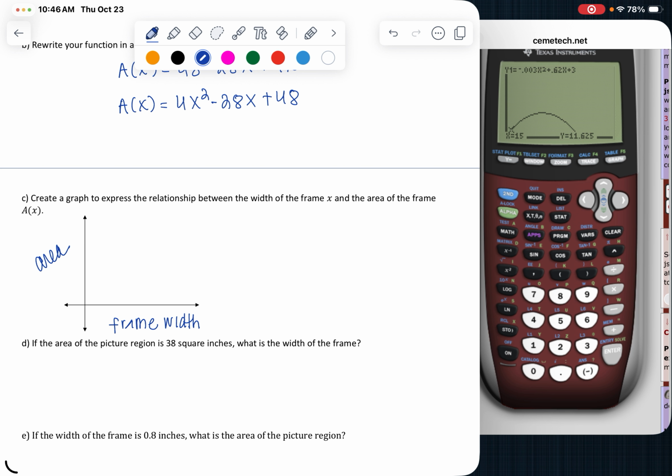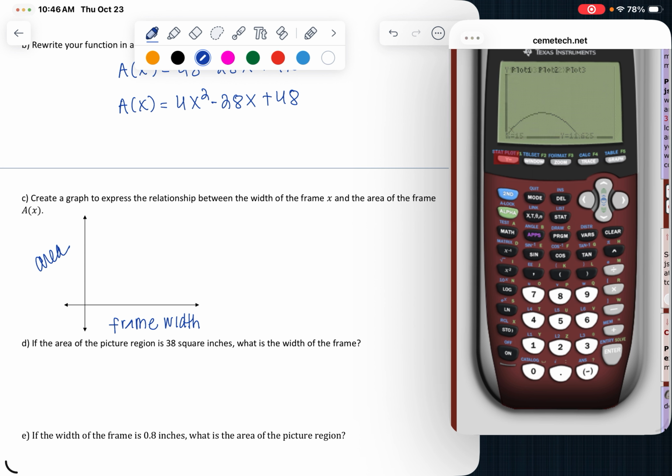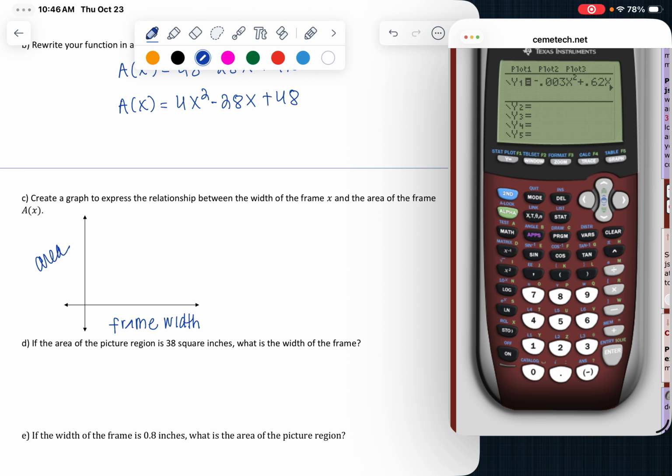Okay, so x values to the area. We can put this in our calculator to see what it looks like, but I do know that it looks like a parabola, right? And if we want to see our x and our y intercept to see where everything hits, we can, but let's go ahead and put it in our calculator just to get an idea of what it looks like.